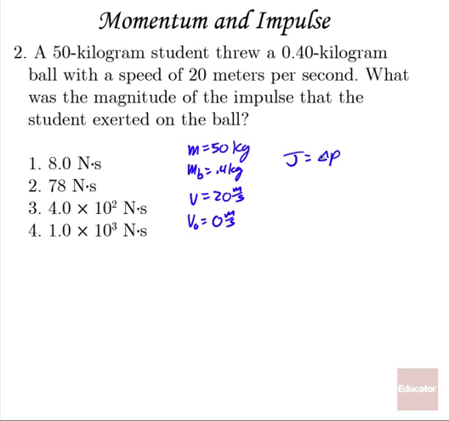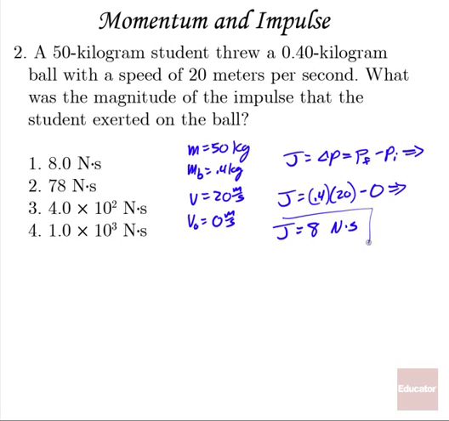Impulse is change in momentum, which is going to be our final momentum minus our initial momentum, which implies then that our impulse is going to be, well, our final momentum is just mass times final velocity. That'll be 0.4 kilograms times our final velocity, 20 meters per second, minus our initial velocity, which is 0 because the ball started at rest. Therefore, our impulse is going to be 20 times 0.4, or 8 Newton seconds. Best answer there, number 1.